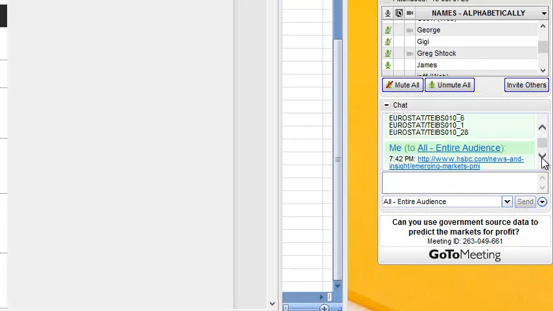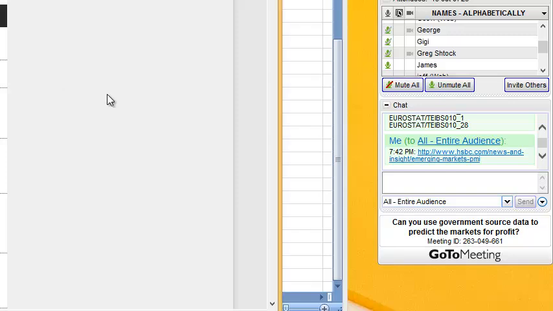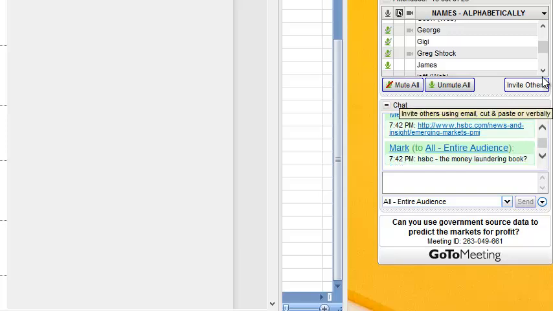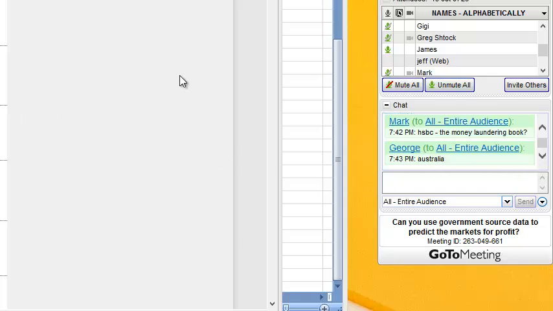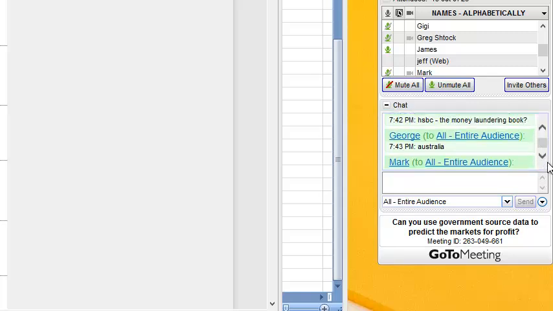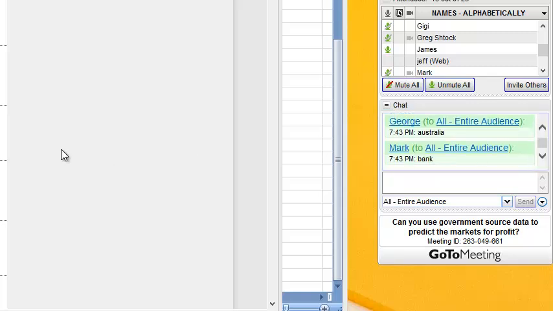So we've covered Europe, US, China. Anybody else interested in any other countries or regions? Anybody at all? The money laundering book from Mark, I can't say anything on that. George is interested in Australia. I'm not sure anything on Australia, to be honest.